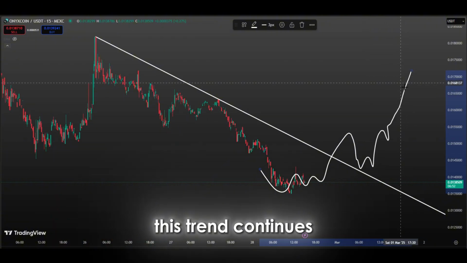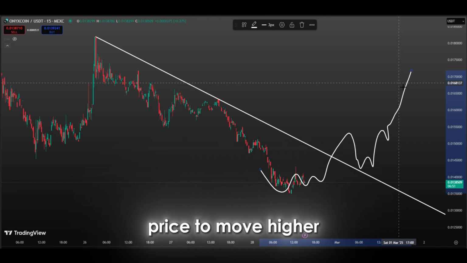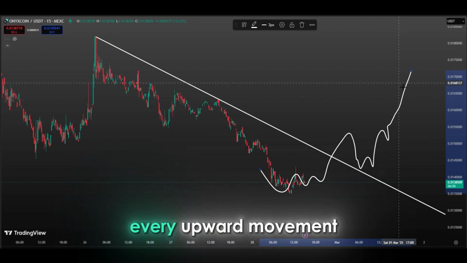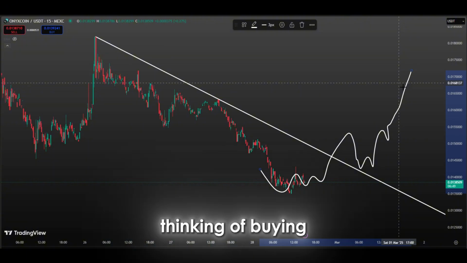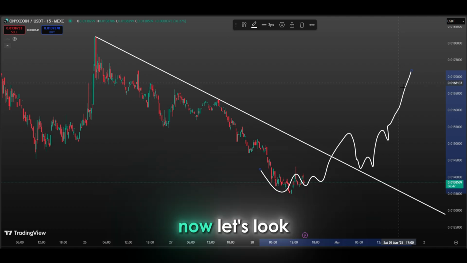As long as this trend continues, it will be difficult for the price to move higher because every upward movement may face selling pressure when it touches the trend line. If you are thinking of buying, you should wait for it to break this trend. Of course, we should not trade only on the trend. Now let's look at other metrics.